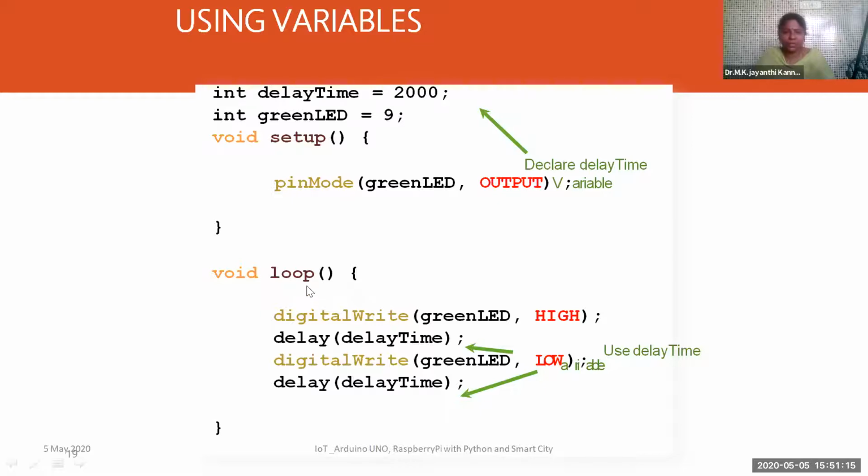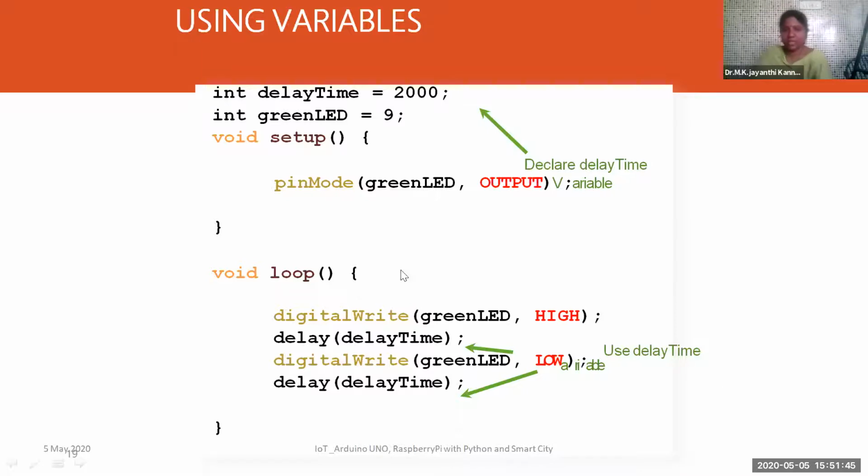Then within the loop, what we are doing is setting greenLED to the high state, then delayTime. So pin number 9 will stay in the high state for 200 milliseconds. Then the same pin number 9 is assigned to the low state, and it will stay in the low state for another 200 milliseconds.